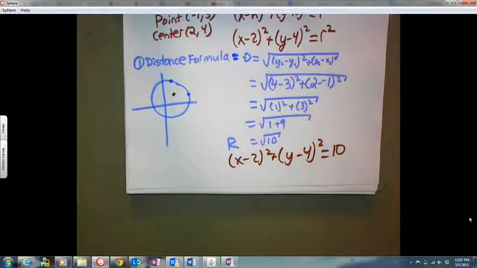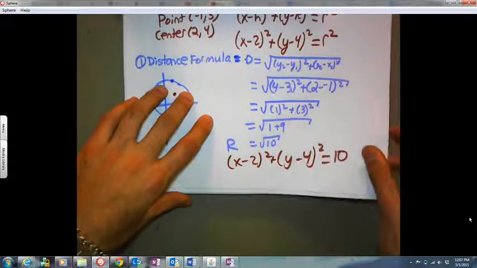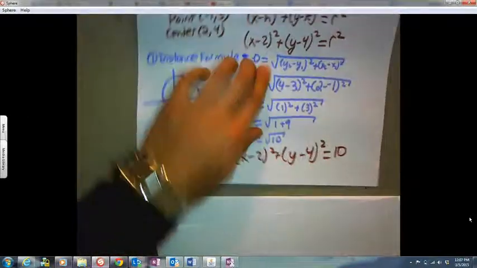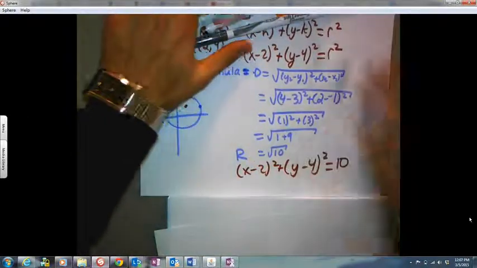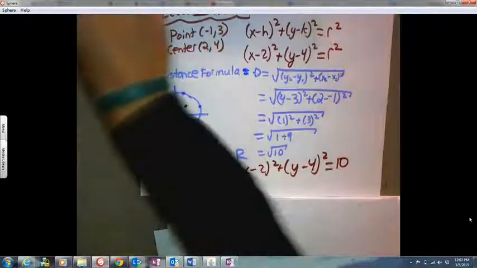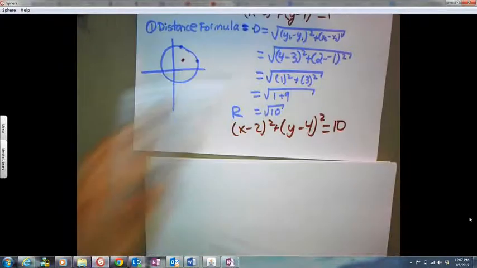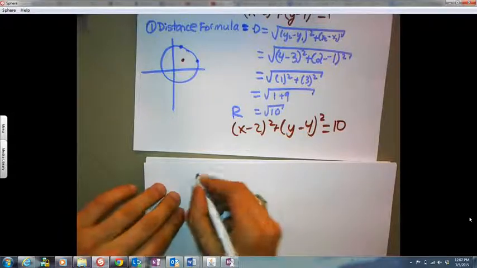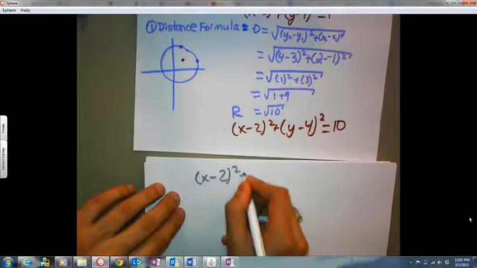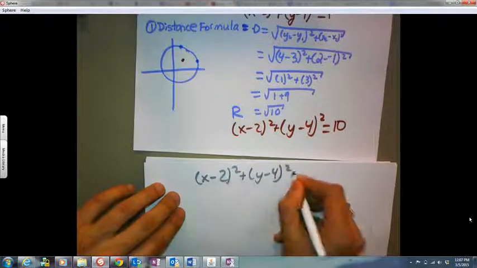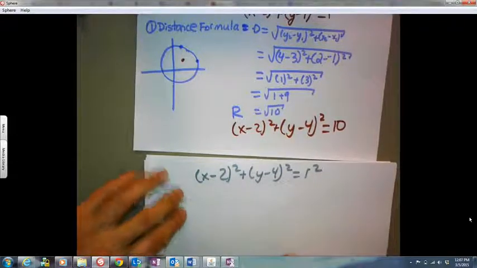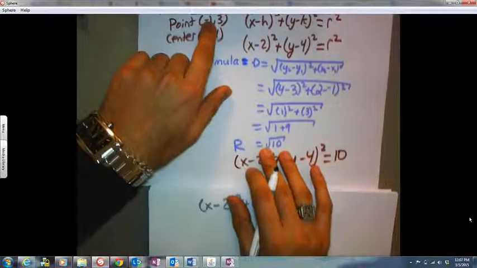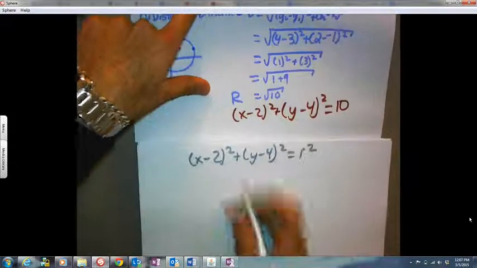Now there's another way to get the radius. It might for some people be considered a bit easier. So this was one way. Not that this way is wrong at all. In fact, I think this is probably the more conceptual way. But another way is just taking the equation we had, x minus 2 squared plus y minus 4 squared equals r squared, and plugging in the point negative 1 comma 3 into the equation and solving for r.